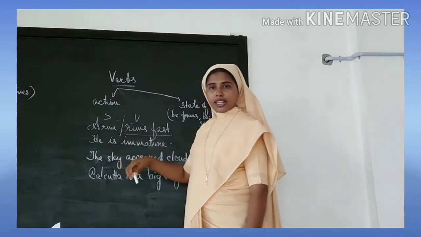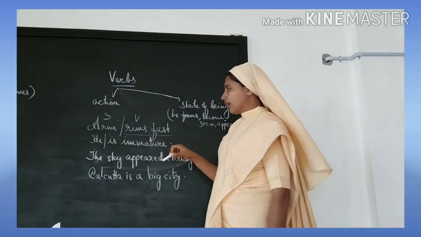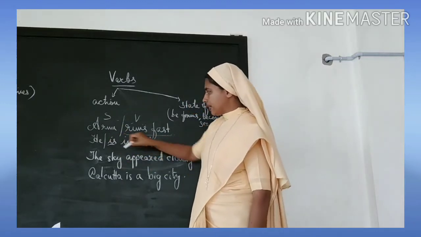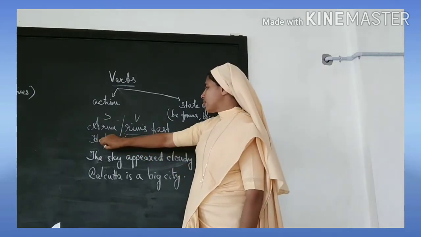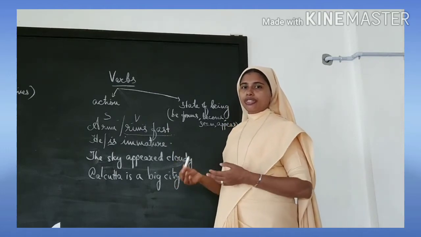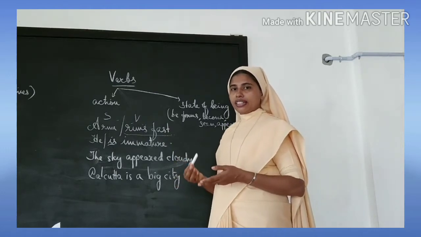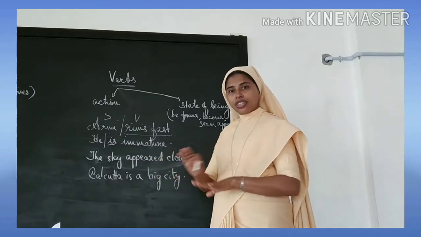And what is the structure of this sentence? Here subject and this is predicate. And what is the main verb here? This is the main verb. So it does not do any action here. He is immature. If you take that sentence, you won't get any idea of what the subject is doing. But that's a state of being.